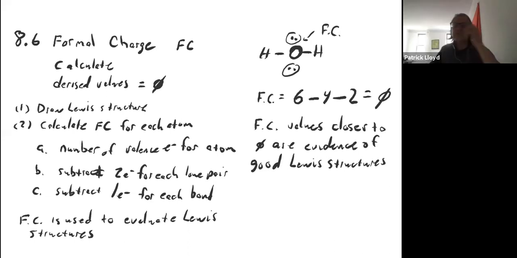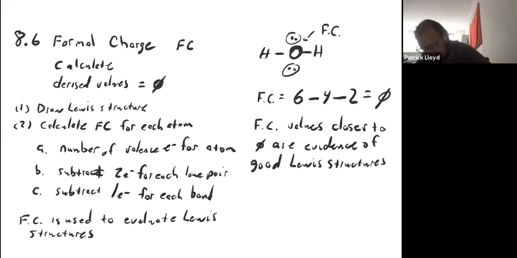Okay, the further they are from 0, the worse. So if you get +2 or -2, that's probably not a very good Lewis structure. If you get +3 or -3, it's definitely going to be a bad Lewis structure. Close to 0, sometimes +1, sometimes -1, those could be okay, but closer to 0. Okay, 0 is the best.